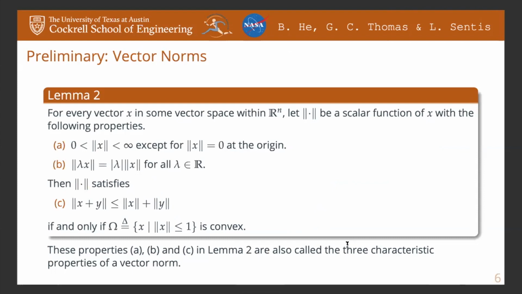Before I move to the proposed method, I want to recall a lemma of a vector norm function. There are three properties, property A, B, C, for vector norms. This means if a vector function satisfies all these three properties, it is a vector norm function. But if we can only prove the satisfaction of property A and property B, then the triangle inequality property holds if we can also prove this vector function has its unit ball as a convex shape.